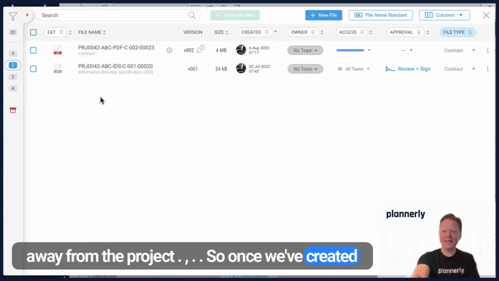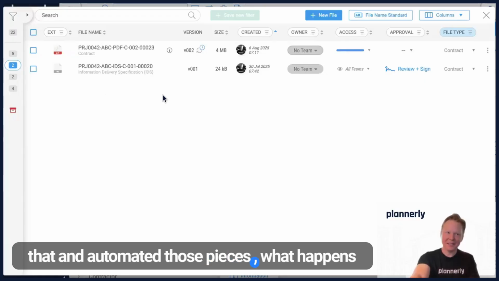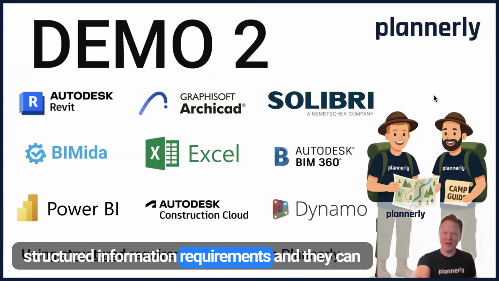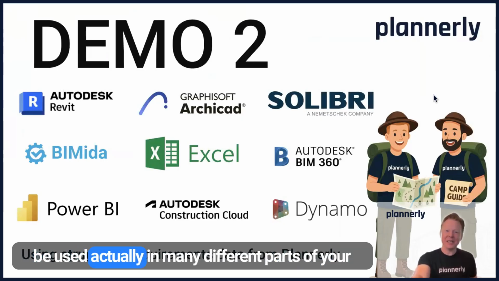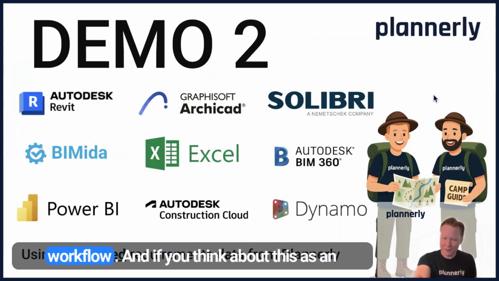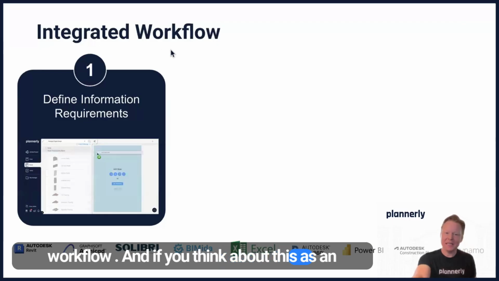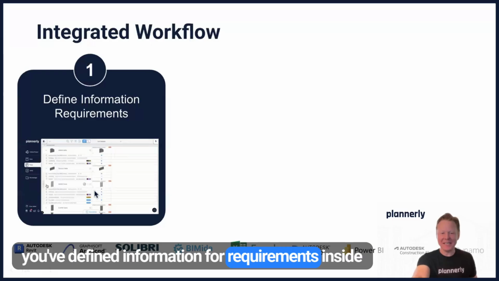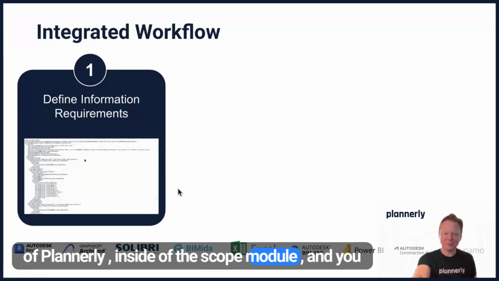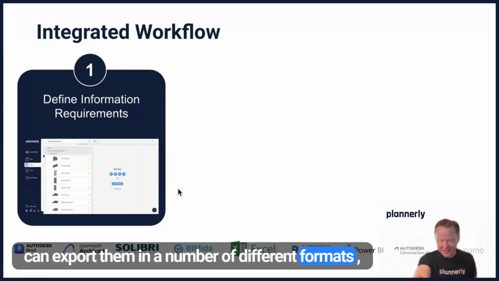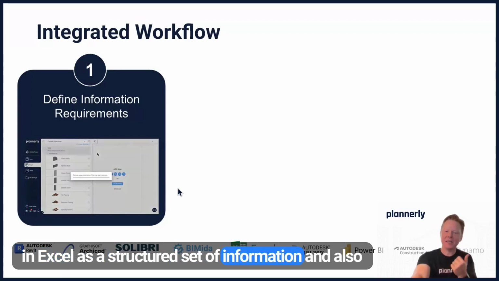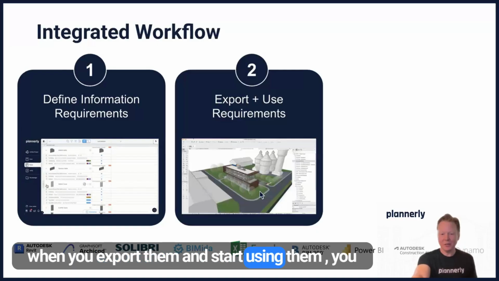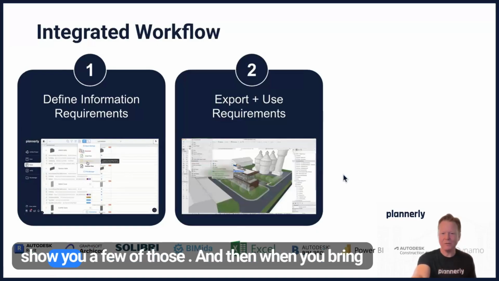So once we've created that and automated those pieces, what happens next? How do we use it? So we've created structured information requirements, and they can be used in many different parts of your workflow. And if you think about this as an integrated 3-step process, we like 3 steps. You've defined information requirements inside of Planoly, inside of the scope module, and you can export them in a number of different formats. In Excel as a structured set of information, and also in IDS, information delivery specifications. And when you export them and start using them, you can use them in many different places. And we'll show you a few of those.